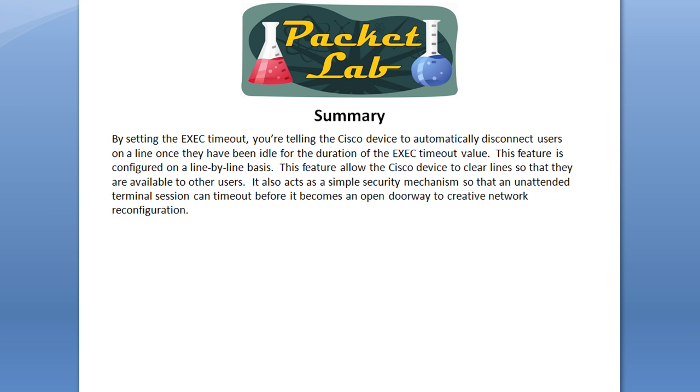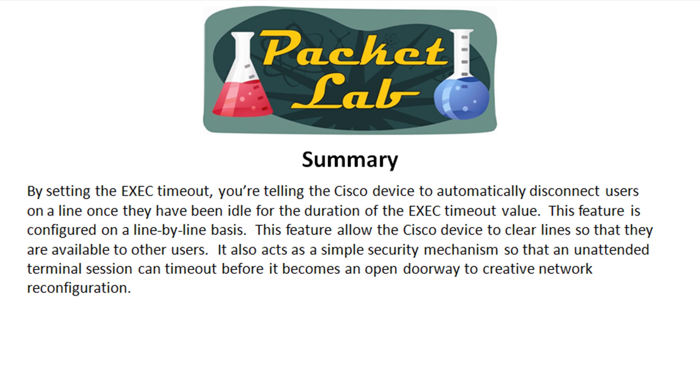Alright, let's summarize this. I'm probably going to bore you because I'm just going to read directly from this slide. By setting the exec timeout, you're telling the Cisco device to automatically disconnect users on a line once they've been idle for the duration of the exec timeout value. The feature is configured on a line-by-line basis. Keep that in mind. It's not a global command. This feature allows the Cisco device to clear lines so that they are available to other users.